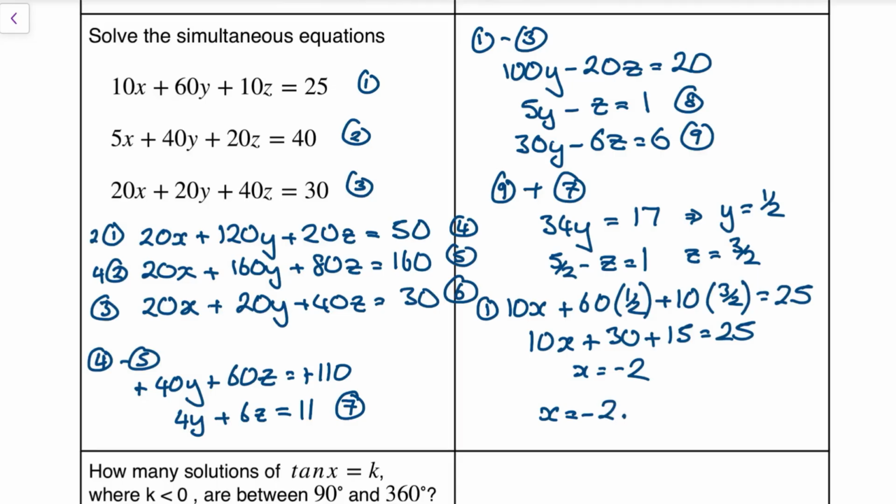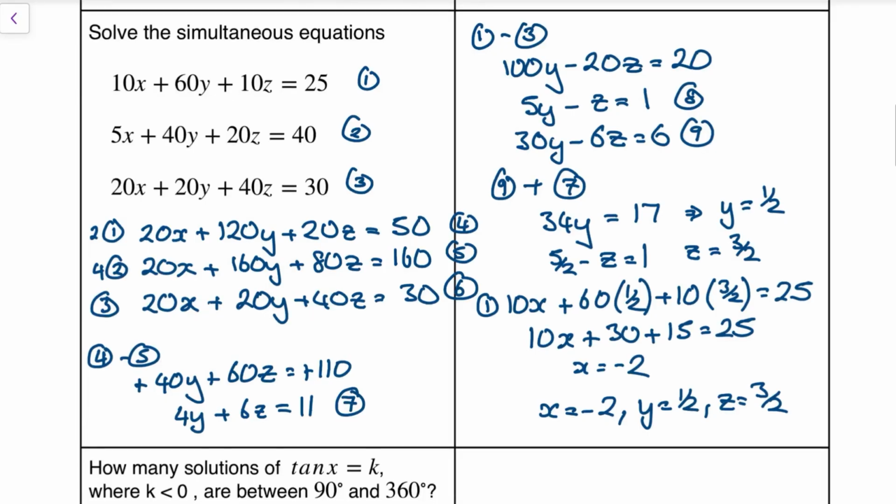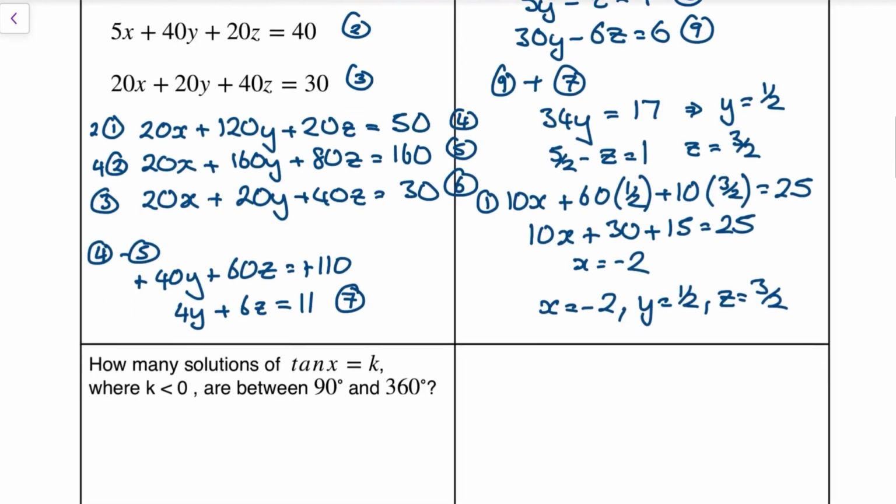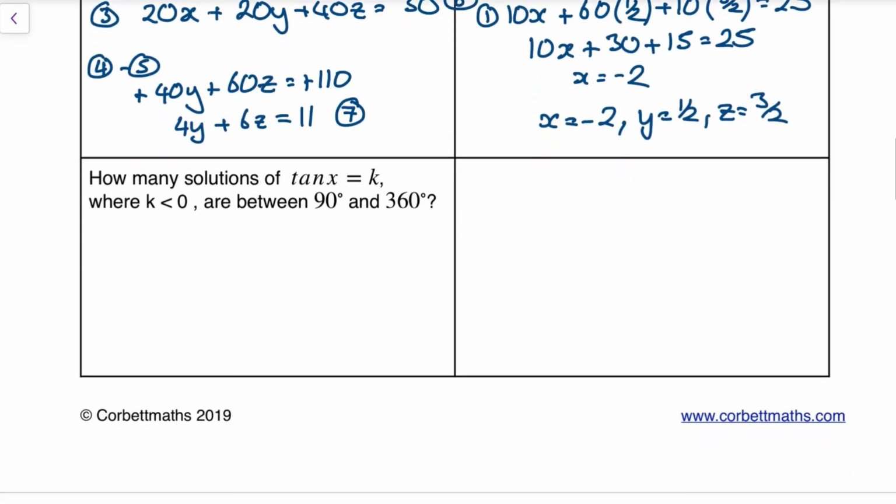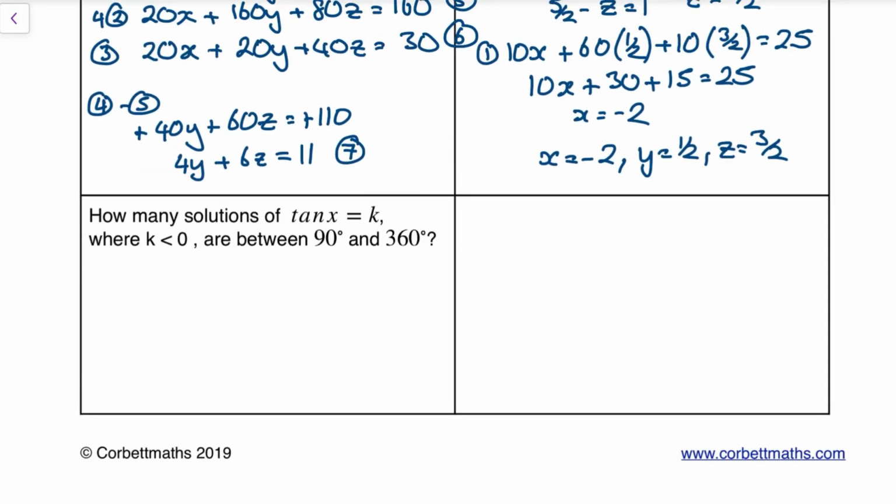So therefore x equals minus 2, y is equal to a half, and z is equal to 3 over 2. Now let's remember, if you have a class whiz, you can put that in your class whiz, double check the answer's correct, make sure you've done the right thing before you move on. Good but difficult question. Next and final question today.